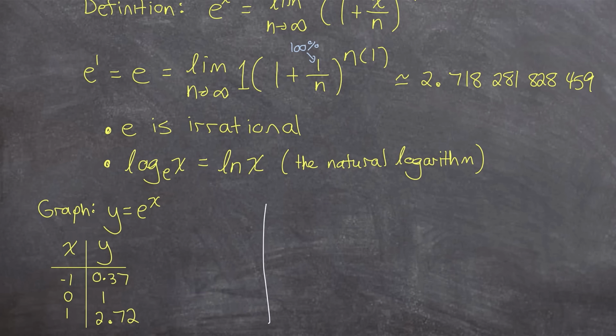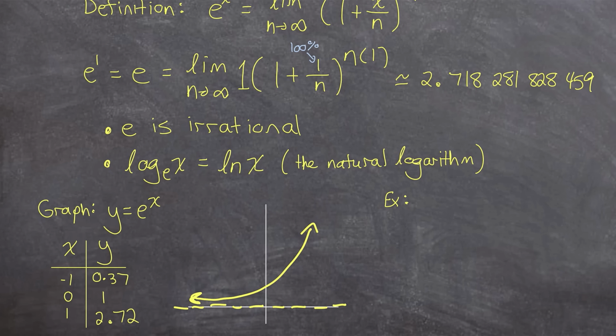And if I were to sketch this function's graph, just like all other exponential functions, there's going to be a horizontal asymptote at y equals 0. And then if I were to roughly plot these points and connect them, I would get this shape. And now let's do an example involving the natural exponential function.